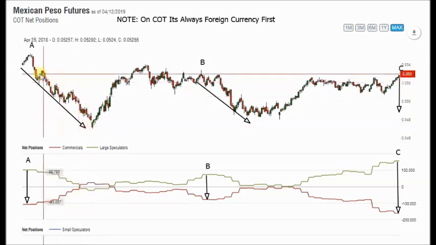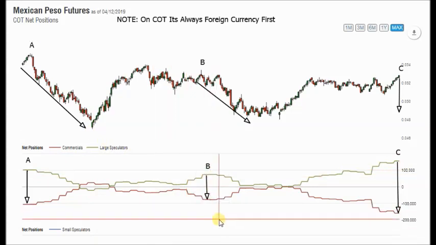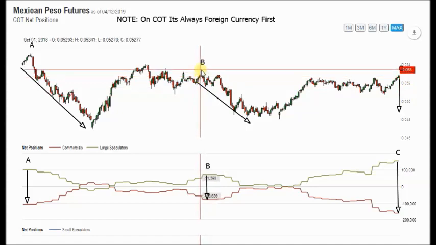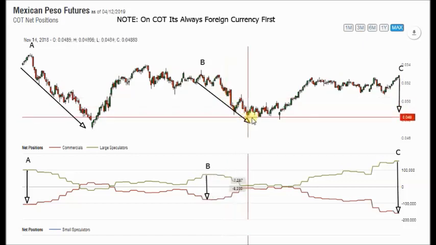This is a very volatile contract. It's a massive move. B is not quite so big, but again it does give a signal. That reversal candle there, the red, come down, a little bit of retrace, then down.